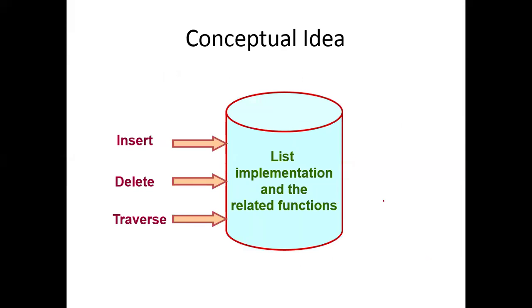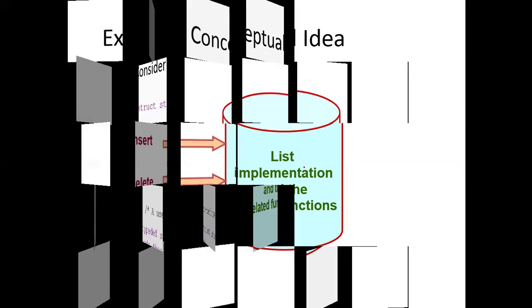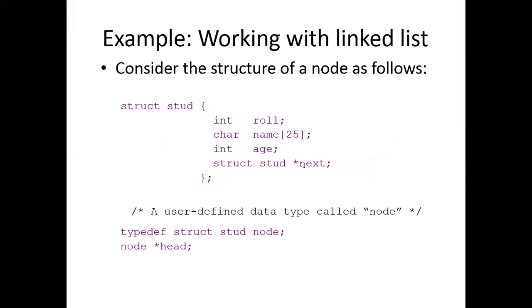So we will have a list implemented. We'll just call insert, delete, and traverse, and how these methods are created will not be known to the end user. Now we are going to see.